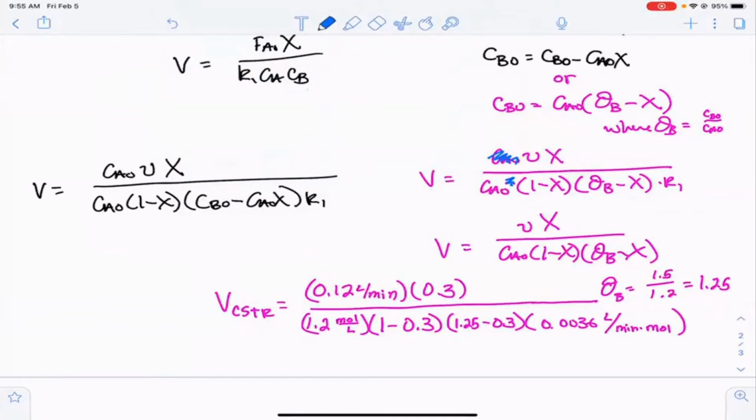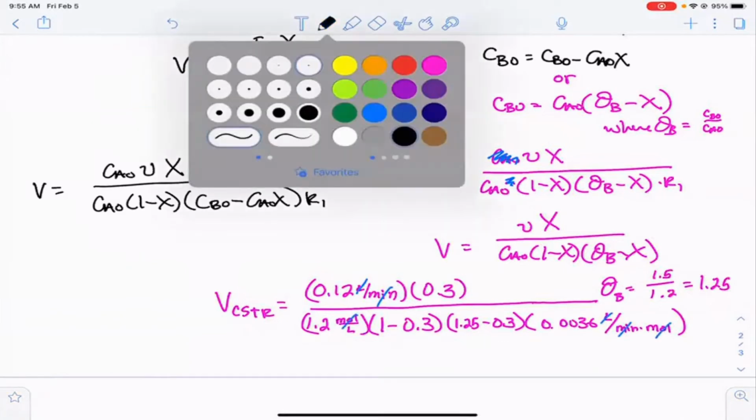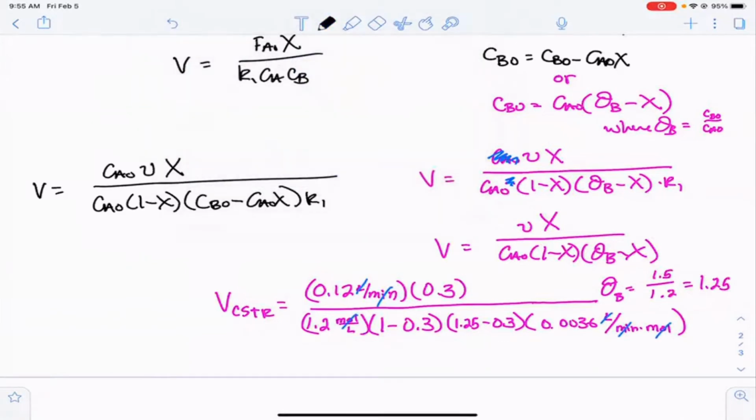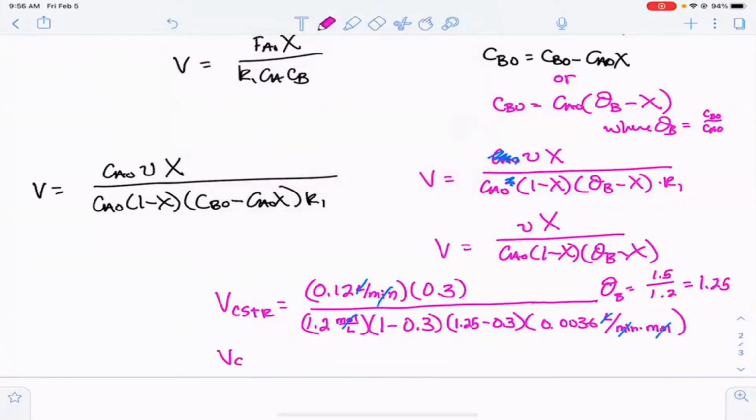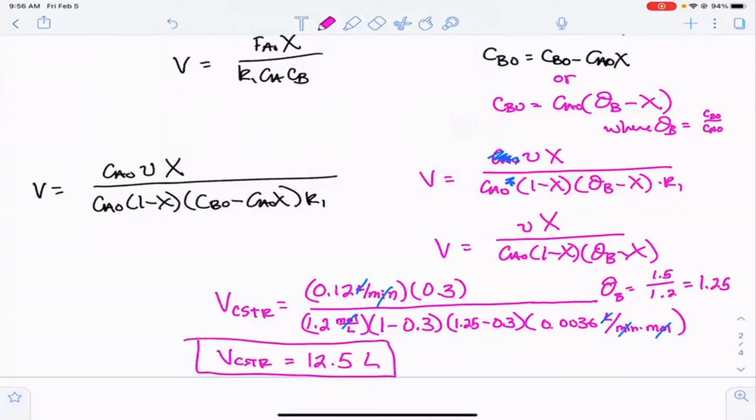And one of the things I like to do when I solve all of these problems is to make sure that the units cancel. So I know liters there cancels with liters there, minutes here cancels with minutes here, and moles here cancels with moles there. So we have 1 over the liters, which is just liters. And so we can solve then for the volume of our CSTR, and that equals 12.5 liters.